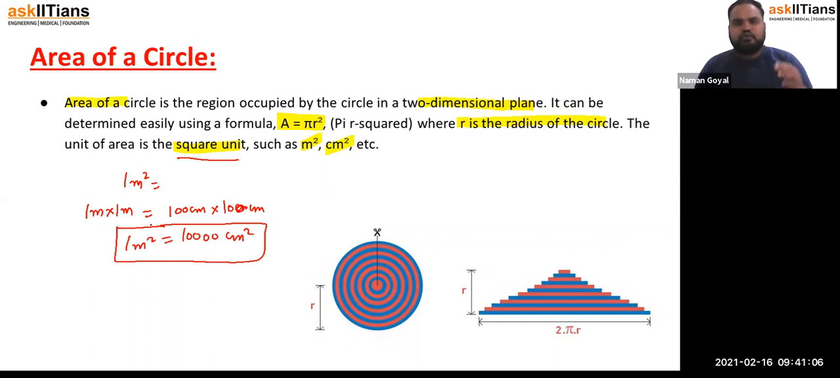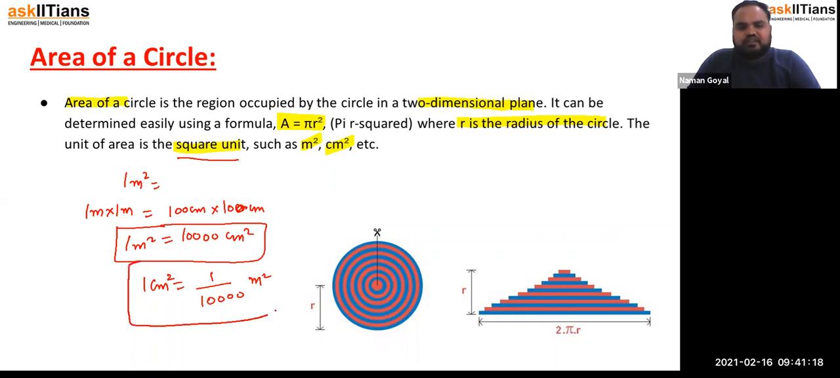Similarly, 1 centimeter square is 1 upon 10,000 meter square. These types of basic conversions we are going to use in this chapter. Now, if there is a circle and I break this circle along this line, we get these types of figures. These are all rectangles, so we can add the areas of these rectangles and get the area of the complete circle.